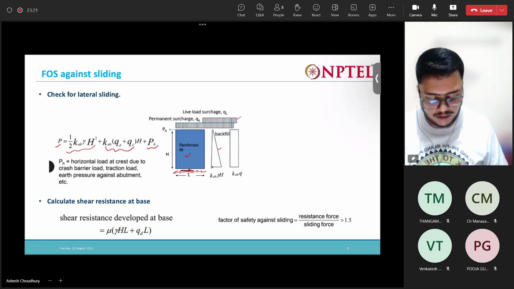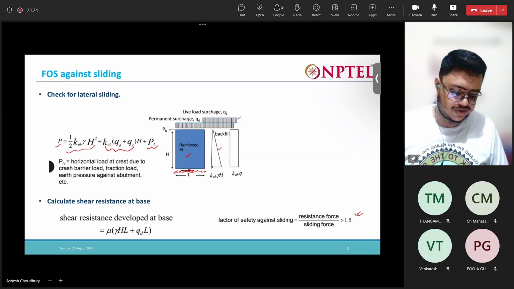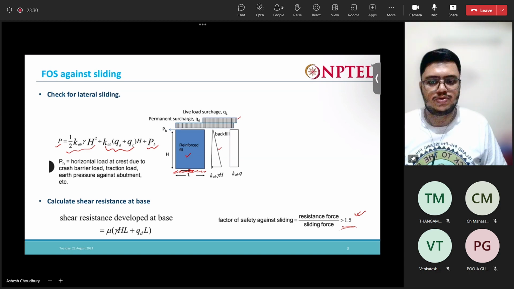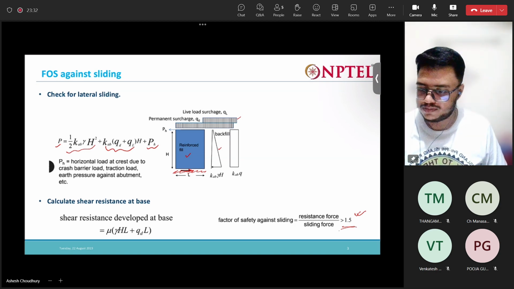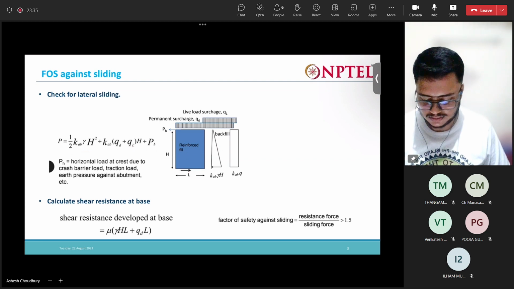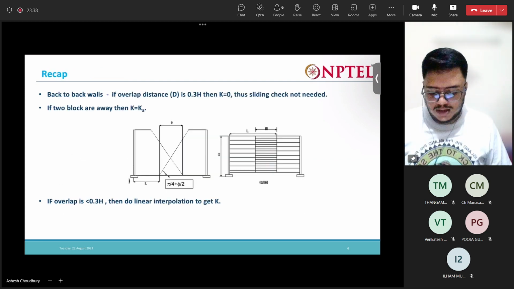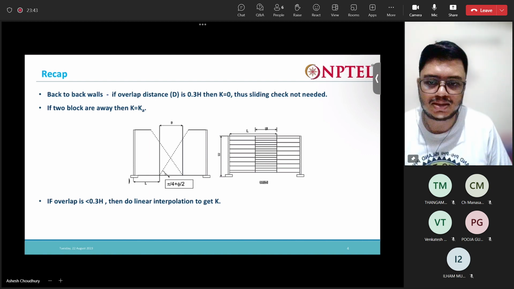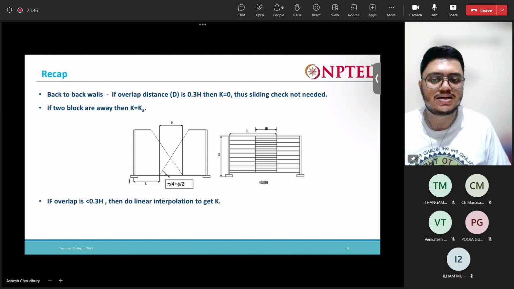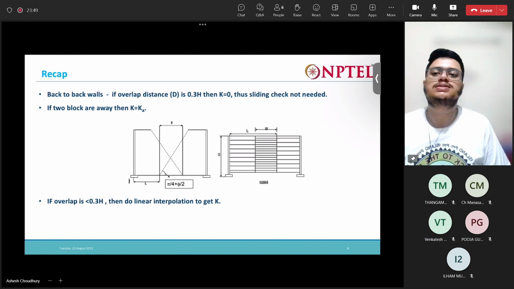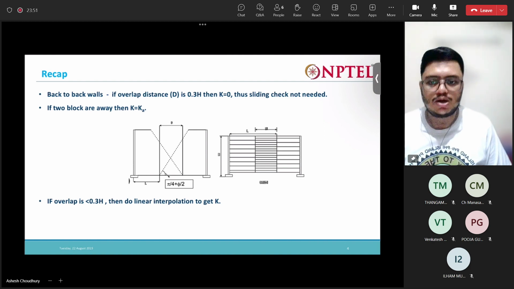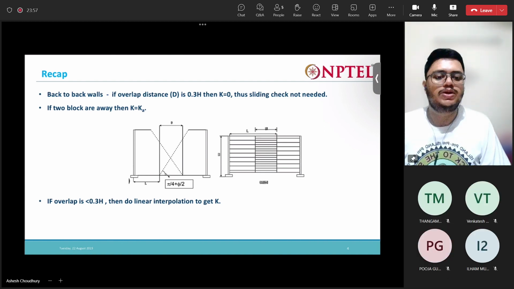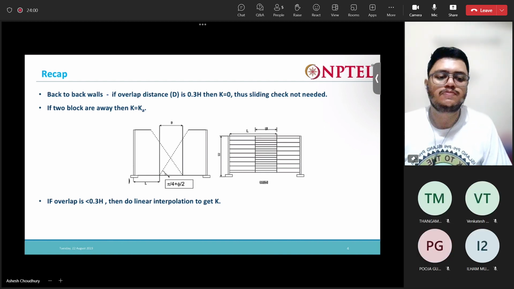Okay, and then we can determine the factor of safety. It is the resisting force divided by the sliding force, and generally it should be greater than 1.5. Okay, now say we have back-to-back walls, right? Generally this is the most common scenario when we construct reinforced soil walls for say some highway approaches. So we have an approach where on two sides we need to construct back-to-back walls, isn't it?